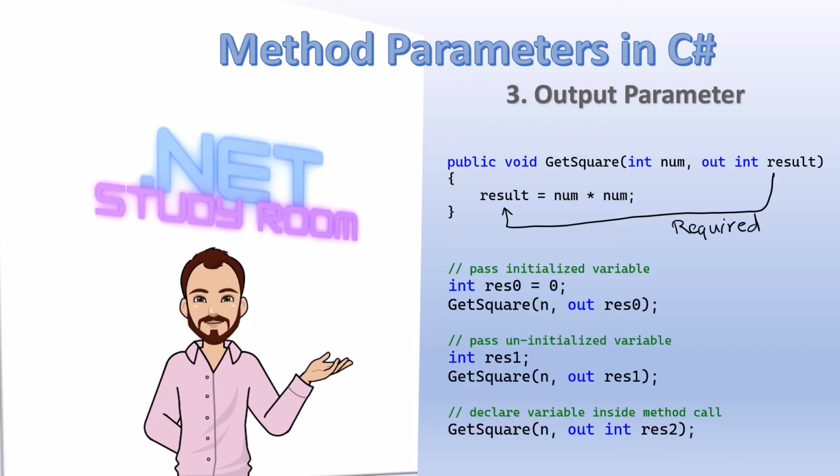When calling this method, you can pass an initialized or uninitialized variable as an argument. In fact, you can declare a variable inside the method call itself. Remember, this argument must be used with the out keyword. And this variable must be assigned a value inside the method, otherwise it is a compilation error.